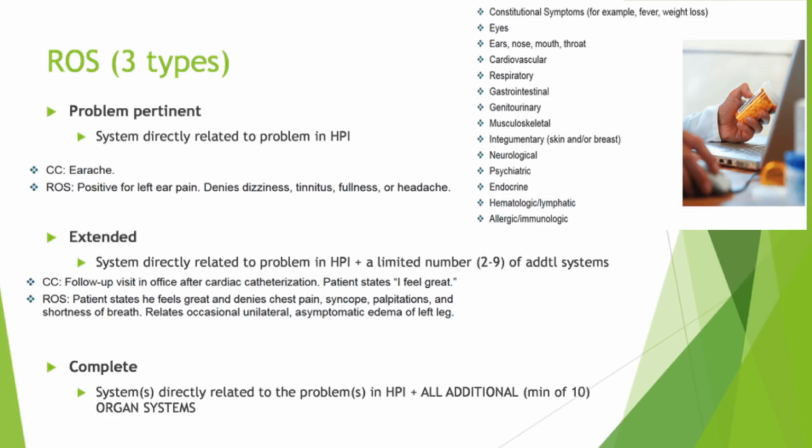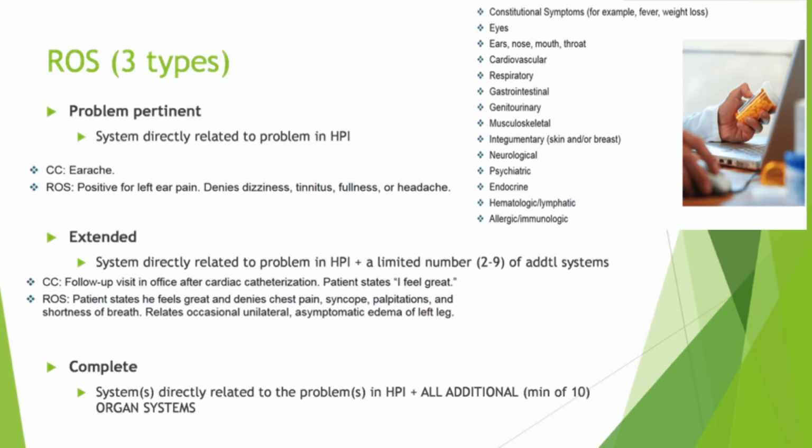Then we come to review of systems. The 3 types of ROS are problem pertinent, extended, and complete. A problem pertinent review of systems inquires about the system directly related to the problem identified in the HPI. In this example, one system, the ear, is reviewed. An extended review of system inquires about the system directly related to the problem or problems identified in the HPI and a limited number, 2 to 9, of additional symptoms.